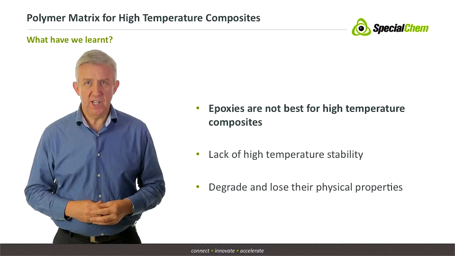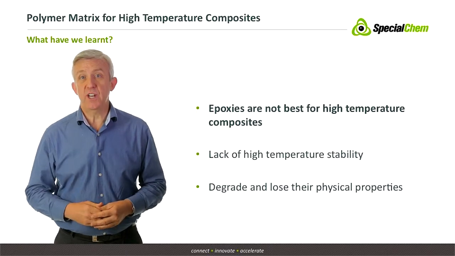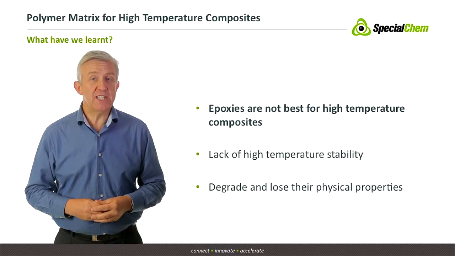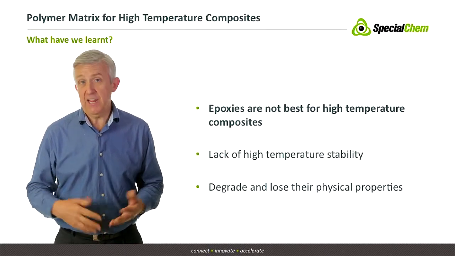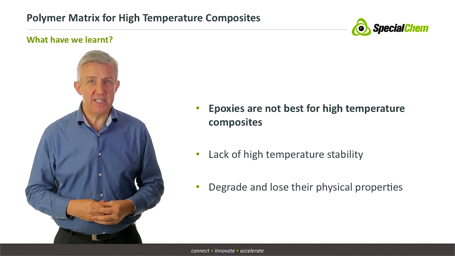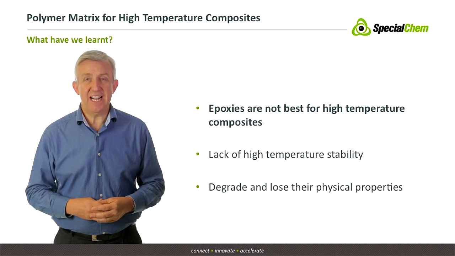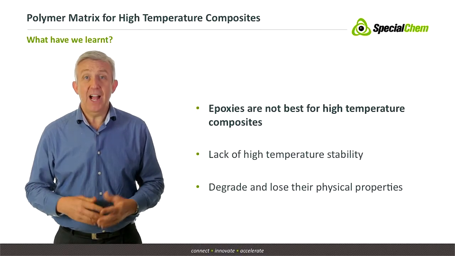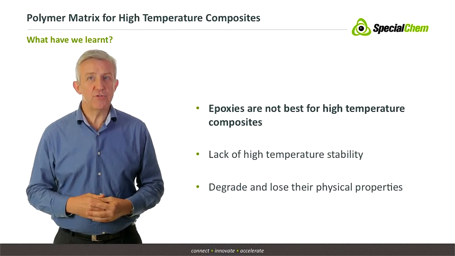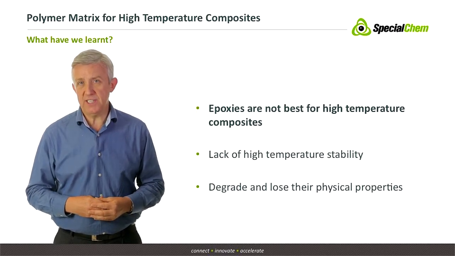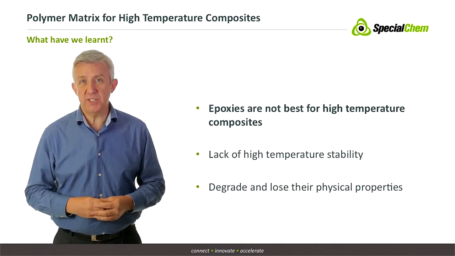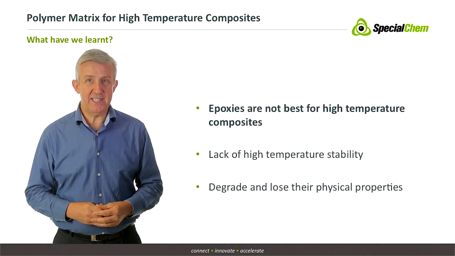Let's summarize what we have learned today. First, we have learned that epoxies are not the best matrix material for use in your high temperature composites. Even though they are familiar materials, their lack of high temperature stability limits their usefulness in that application. At the temperatures that are used for high temperature composites, epoxies degrade and lose their physical properties. That loss in properties means that your high temperature composite will not perform as expected.